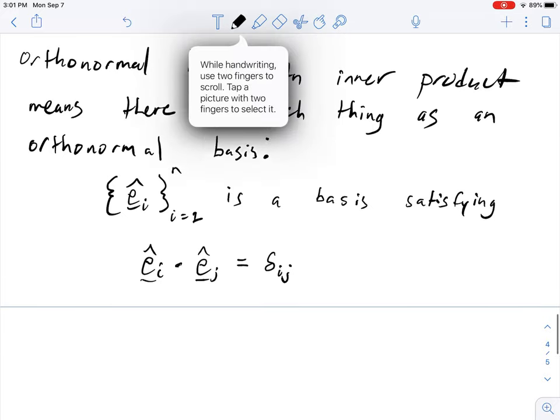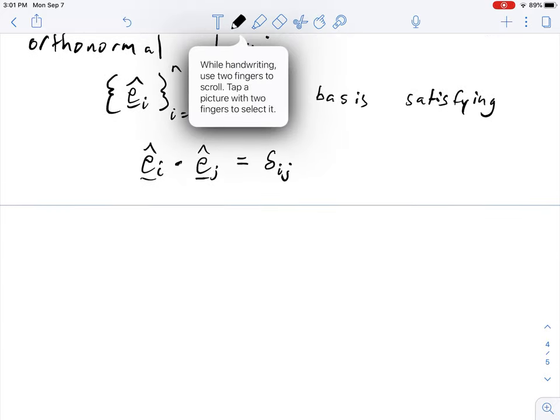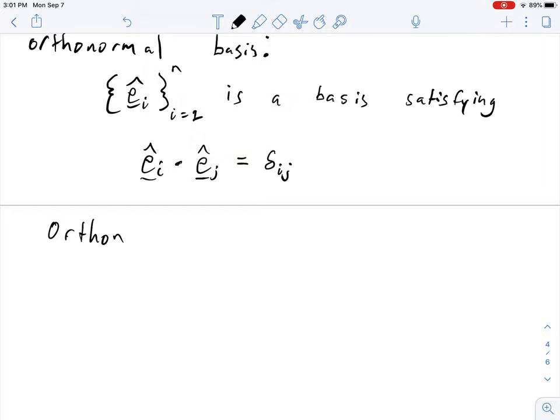So these orthonormal bases. Why is it doing that? There we go.